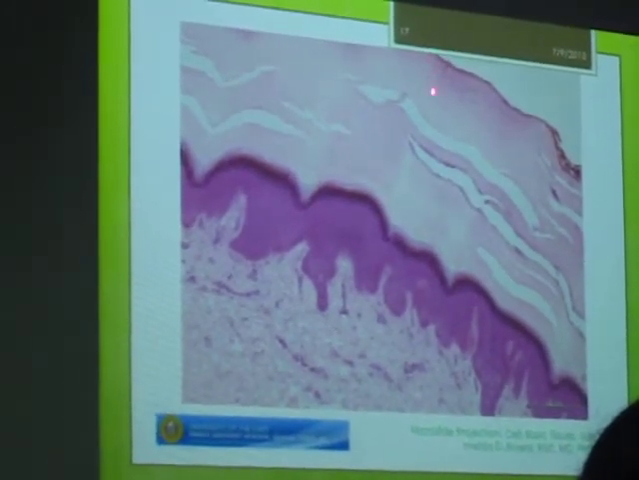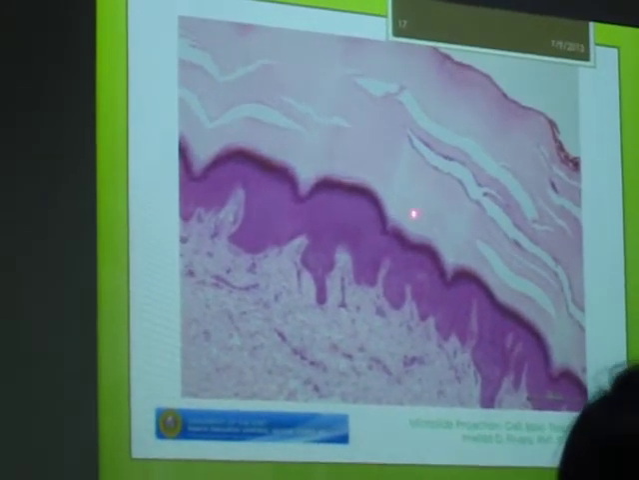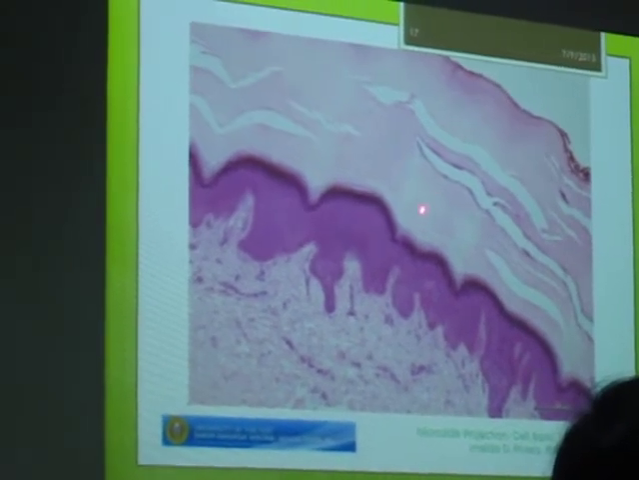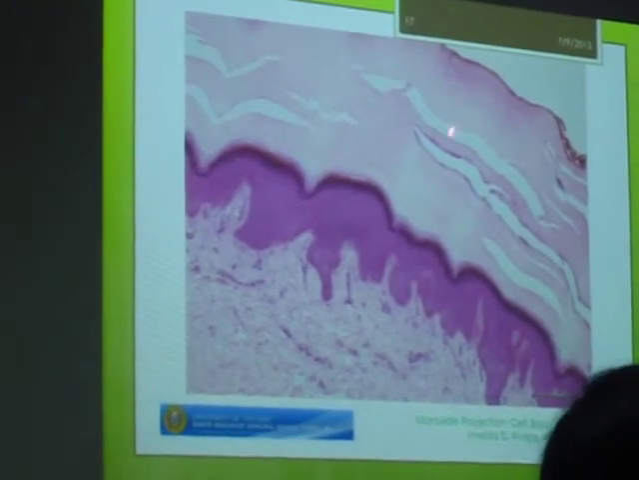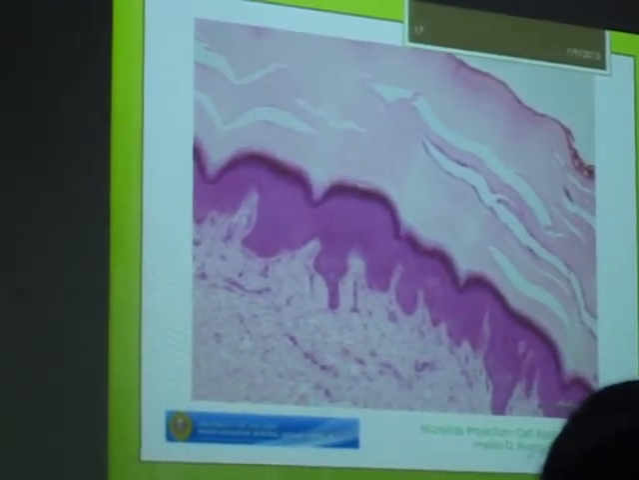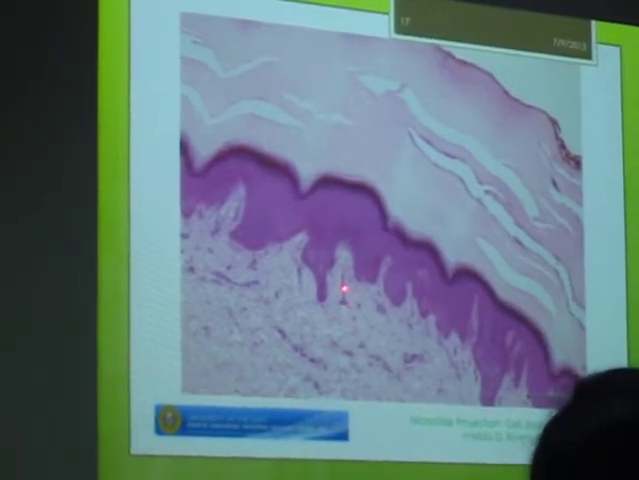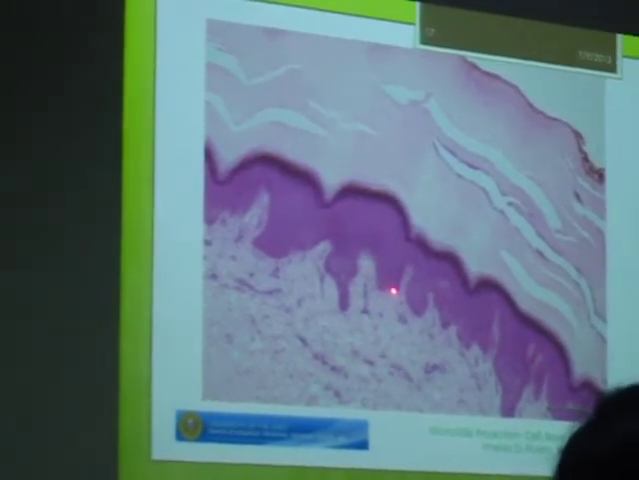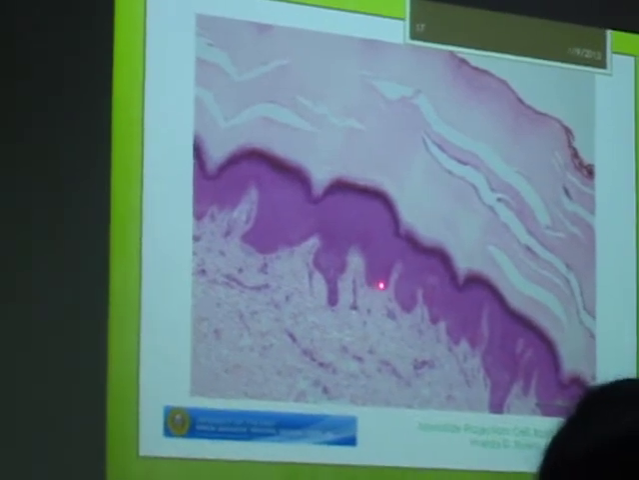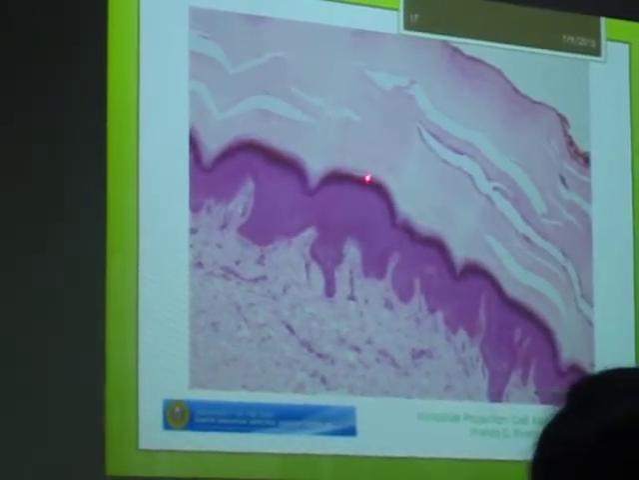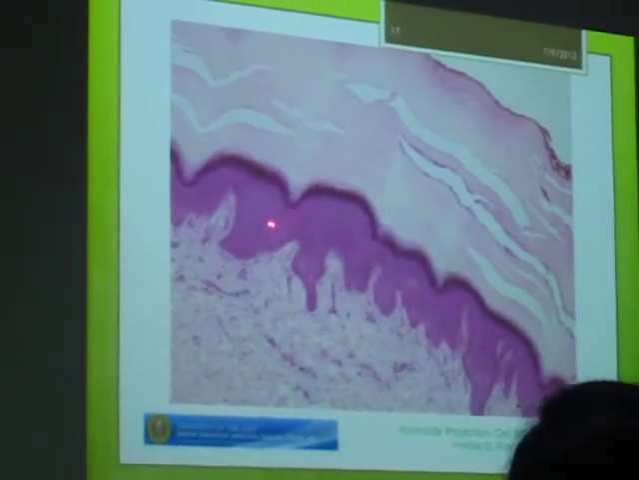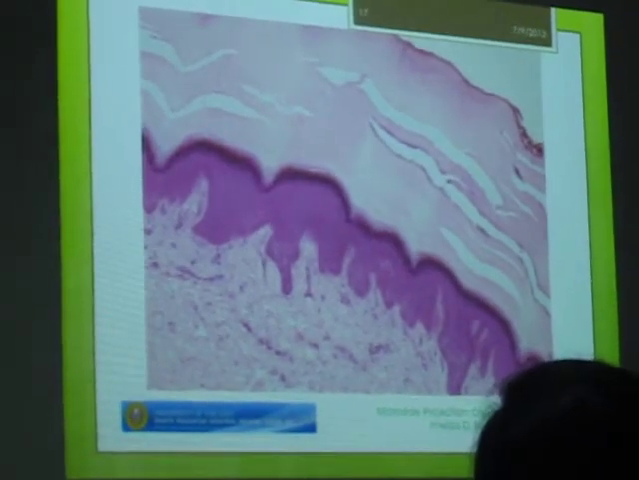Okay, how about this thick layer here? Identify the bracketed layer. Stratum corneum. Okay, identify the pointed layer. And between the granulosum and basale is the spinosum.